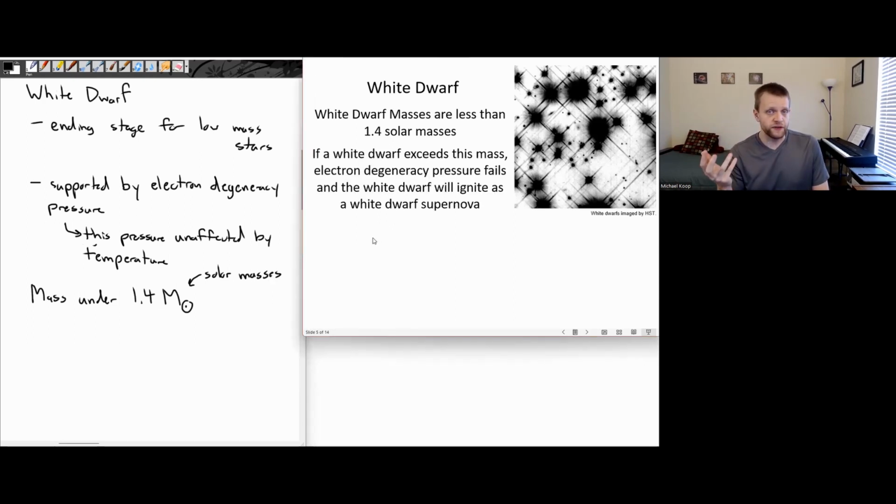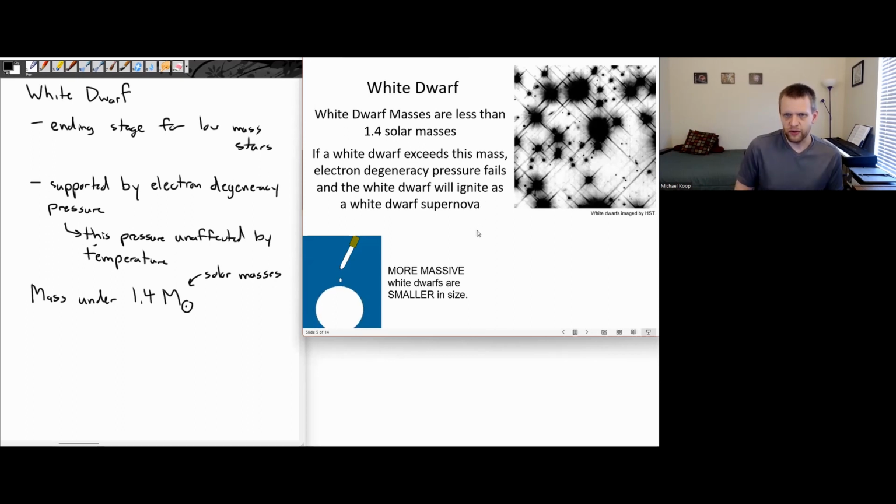And if the white dwarf exceeds this mass, we're going to talk about some consequences to that, because this electron degeneracy pressure fails, and we're going to get something called a white dwarf supernova. We'll be talking about that in a little bit, but remember this 1.4 solar mass limit.